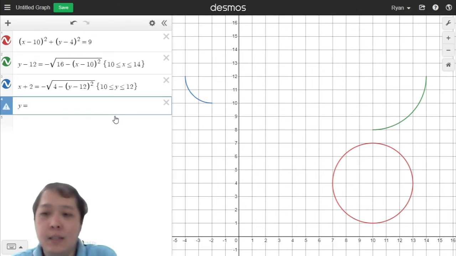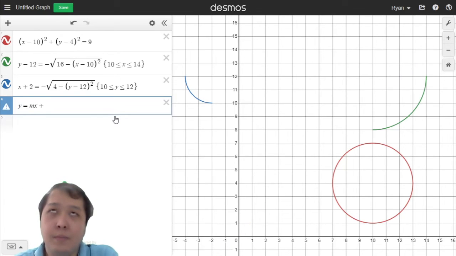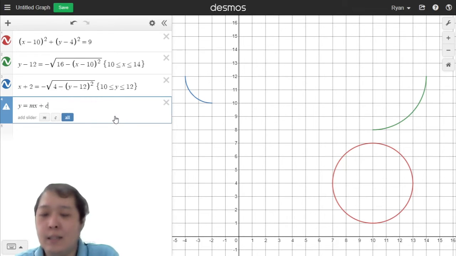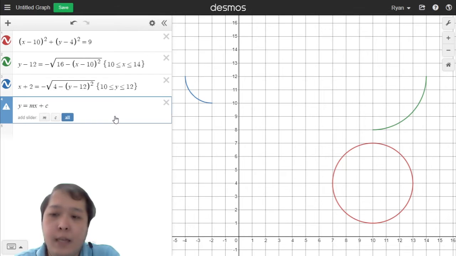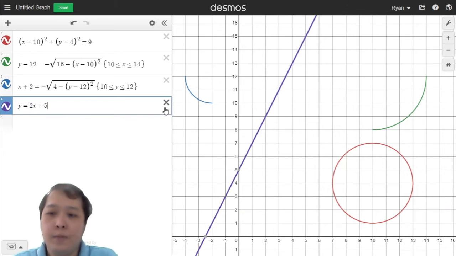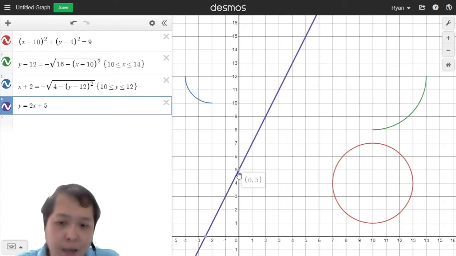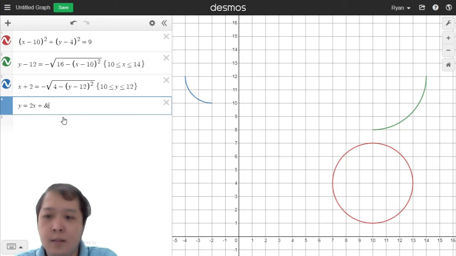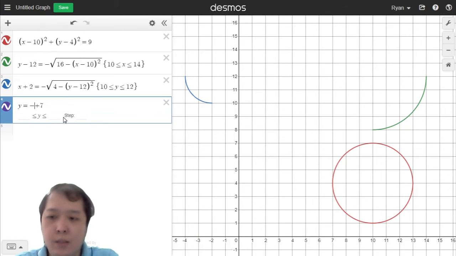I believe the standard form will look like this: y is mx plus c, where m is the gradient, the coefficient of x is the gradient or the slope of the straight line, and the c is actually the constant, that will be the y-intercept. Okay, for example, 2x plus 5, so the gradient is 2 and it will pass through (0, 5). That's it.